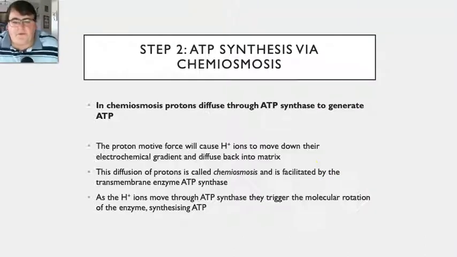We then move to step 2, where we create ATP synthesis through chemiosmosis. The proton motive force causes the hydrogen ions to move down their electrochemical gradient and diffuse back into the matrix of the mitochondria. The diffusion of these protons is called chemiosmosis and is facilitated by the transmembrane enzyme ATP synthase. As those hydrogen ions move through the ATP synthase, they trigger molecular rotation of the enzyme, which generates ATP. So it's basically spinning, creating ATP.